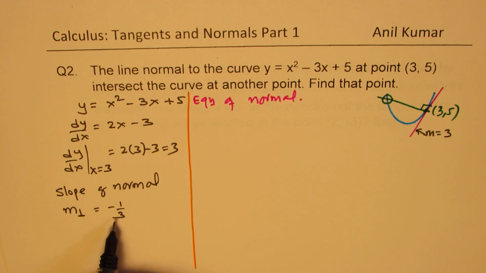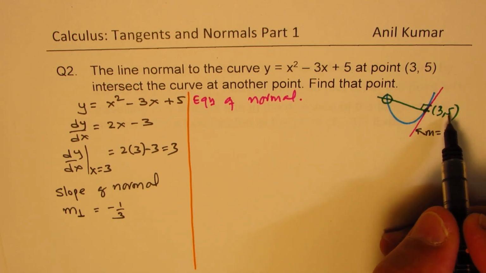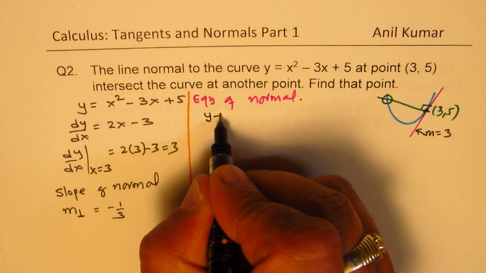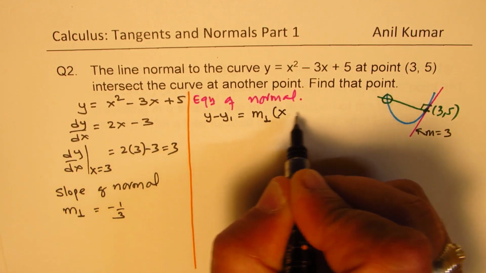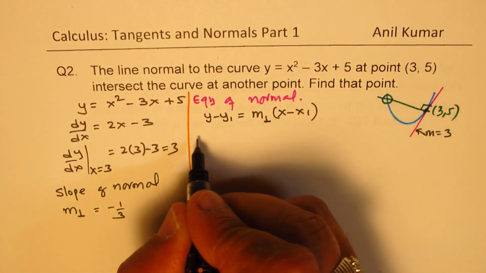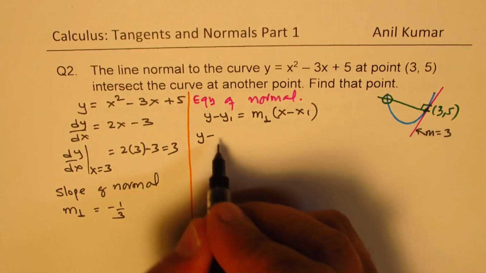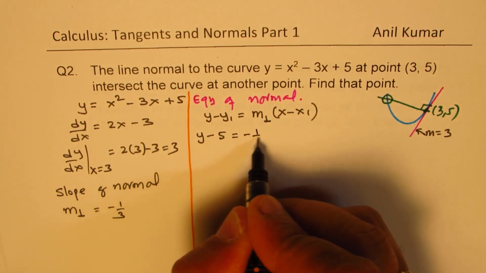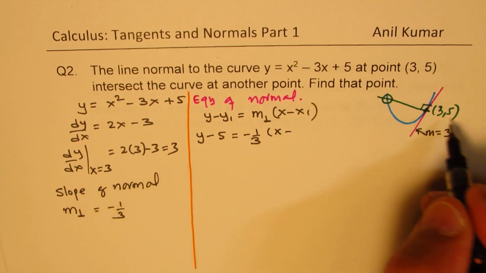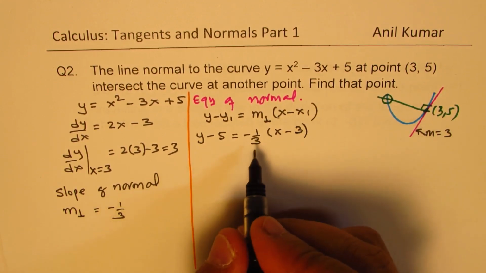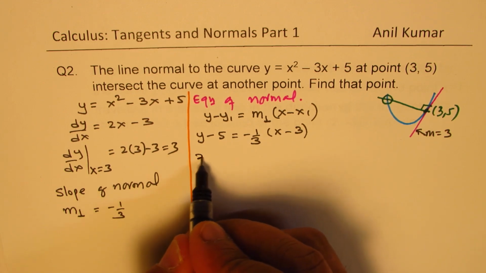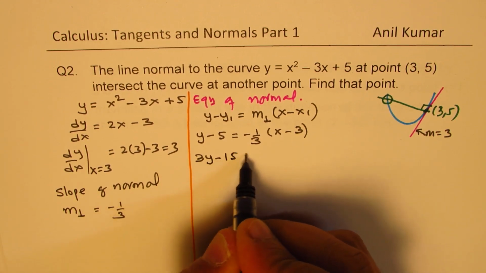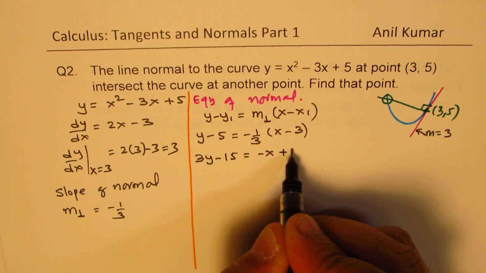Now since the slope is 1 over 3 and it goes through the point (3, 5), we can use y minus y1 equals m perpendicular times x minus x1. So we have y minus 5 equals minus 1 over 3 times x minus 3. If I cross multiply, I get 3y minus 15 equals minus x plus 3, right?